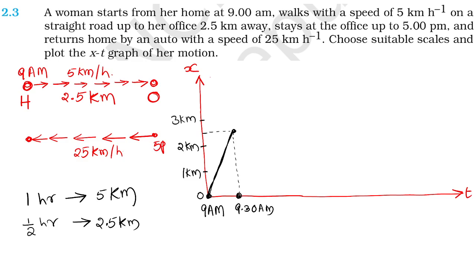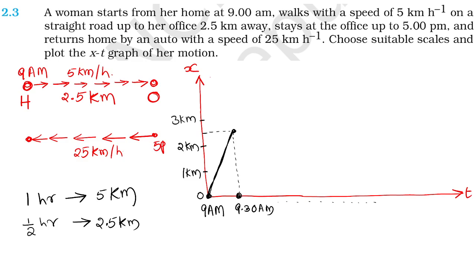Everyone is okay. Now, at 9:30, she is sitting at the office. She is sitting at the office till 5 p.m. Please read the question. Stays at the office up to 5 p.m. So 9:30 to 5 p.m. Here you may leave some space. No need to write 10 a.m., 10:30 a.m., 11 a.m. Not required, no problem. You will get the mark. Leave some space.